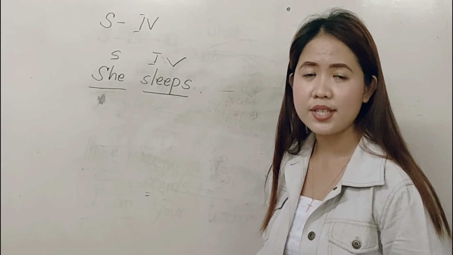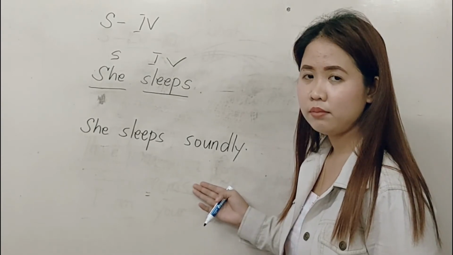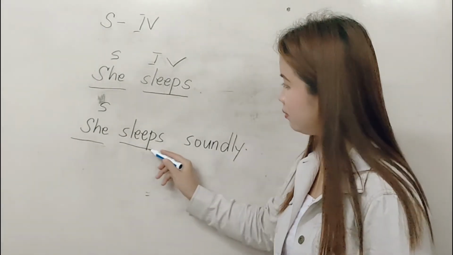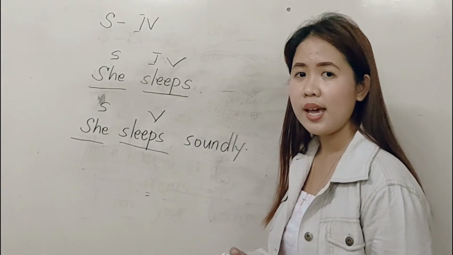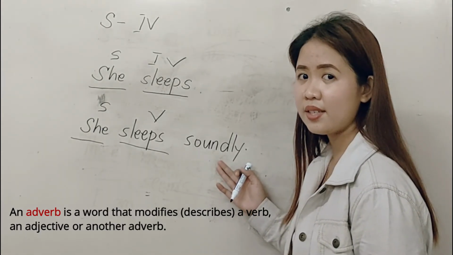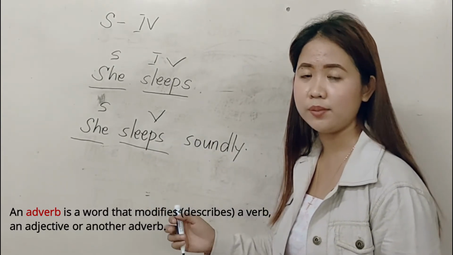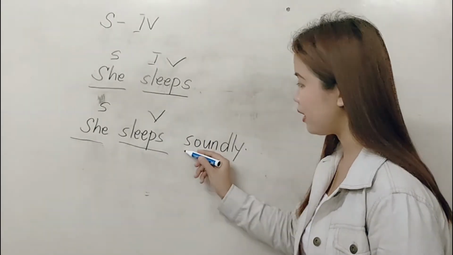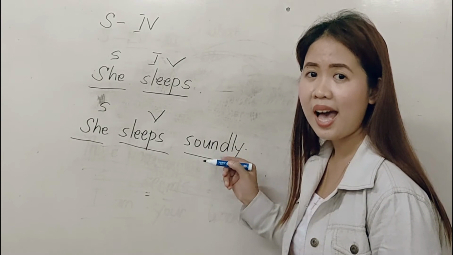Now let's try to add some words in the sentence. She sleeps soundly. We have the subject, she. We have the verb, sleeps. Kung mapapansin nyo, an adverb, the word soundly, is added in the sentence to tell us how she sleeps. Papaano nga ba siya matulog? The answer is soundly. And this word soundly is an adverb of manner, answering the question, how?